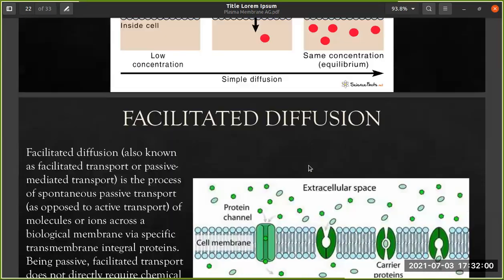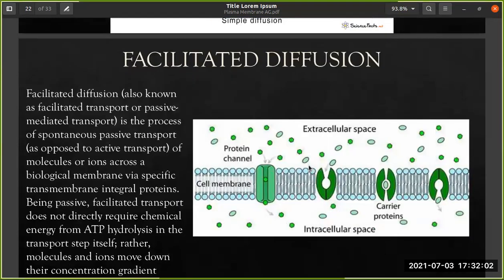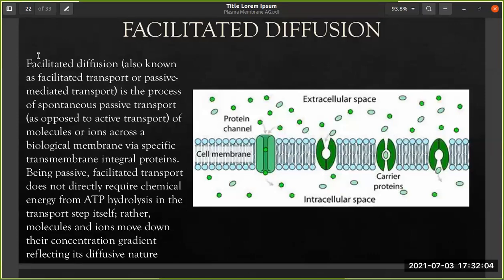Then the next thing is facilitated diffusion. Facilitated diffusion is also known as facilitated transport or passive mediated transport. It is the process of spontaneous passive transport, as opposed to active transport, of molecules or ions across biological membranes by specific transmembrane integral protein. So a transmembrane integral protein is present, a protein channel.